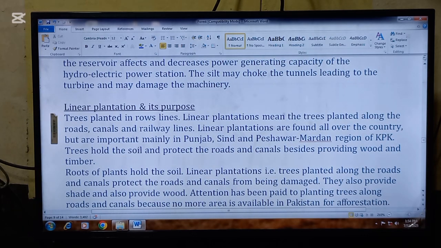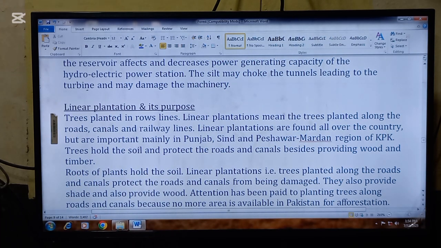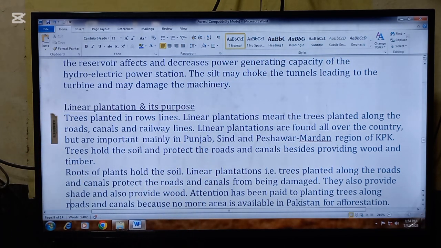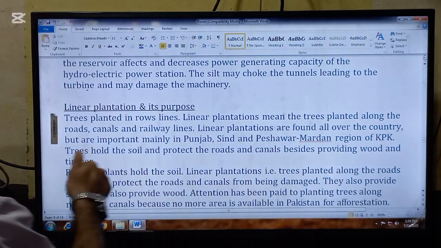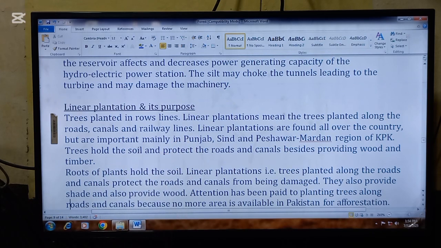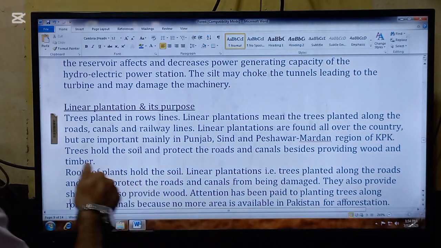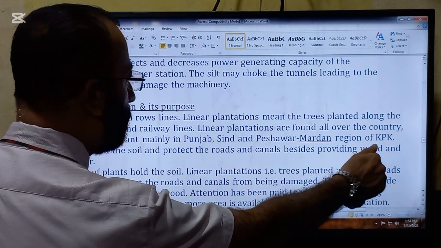Next, we are going to read about linear plantation and its purpose. Trees planted in rows or lines. Concentrate yourself. Linear plantation means the trees planted along the roads, canals and railway lines. Linear plantations are found all over the country but are important mainly in Punjab, Sindh and the Peshawar-Mardan region of KPK.